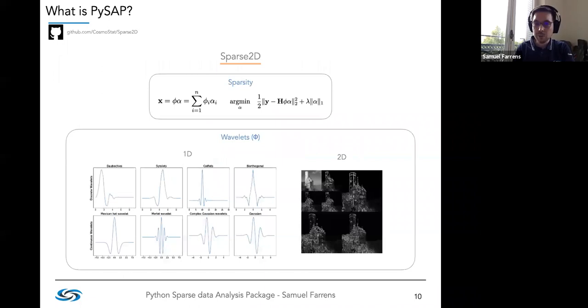Okay, so the first component is Sparse2D. As we were talking right at the beginning on what sparsity means, Sparse2D provides these dictionaries for solving our inverse problems. So it's a library of wavelets in 1, 2, and 3D that allows us to transform different types of signals into a sparser representation of those signals, whether it's some kind of time domain data or images or some higher dimensional cube of information.